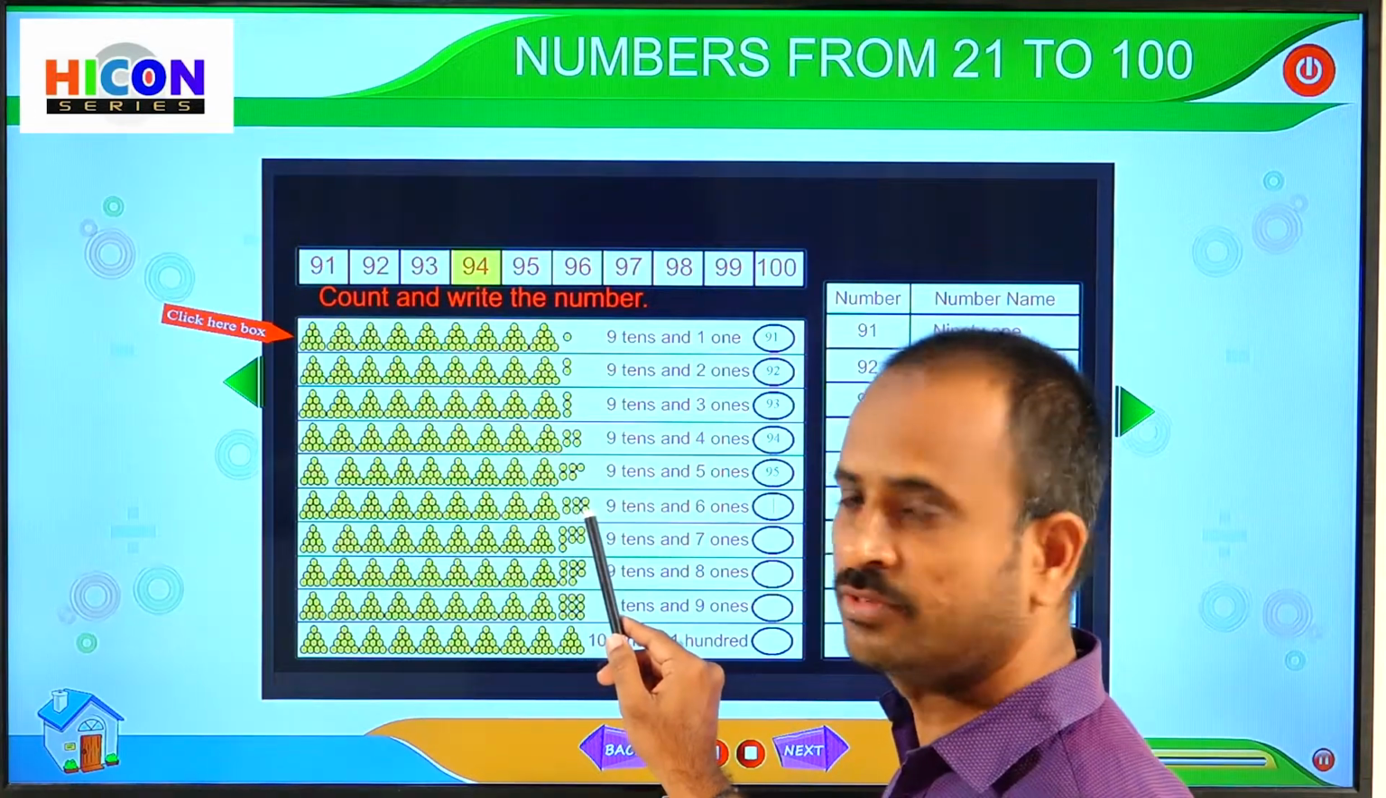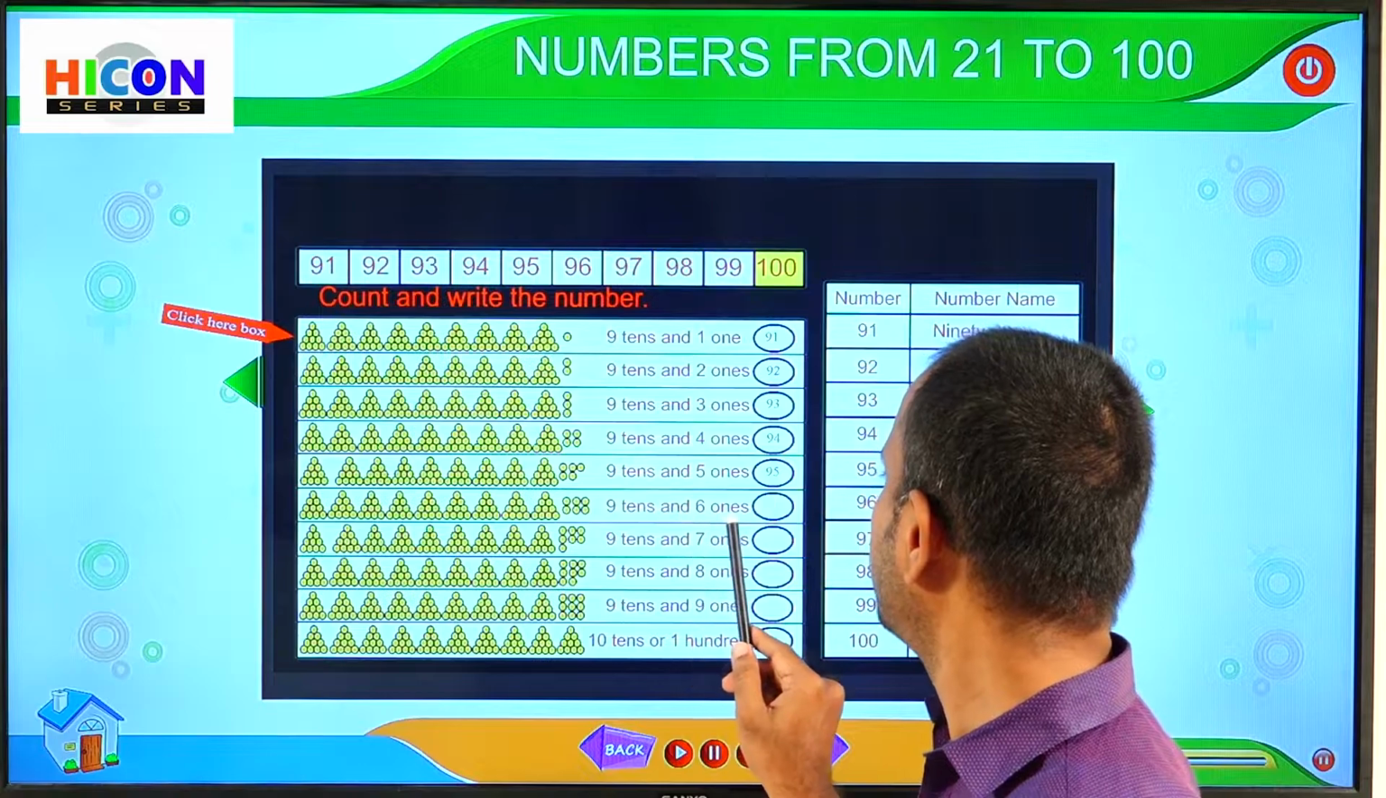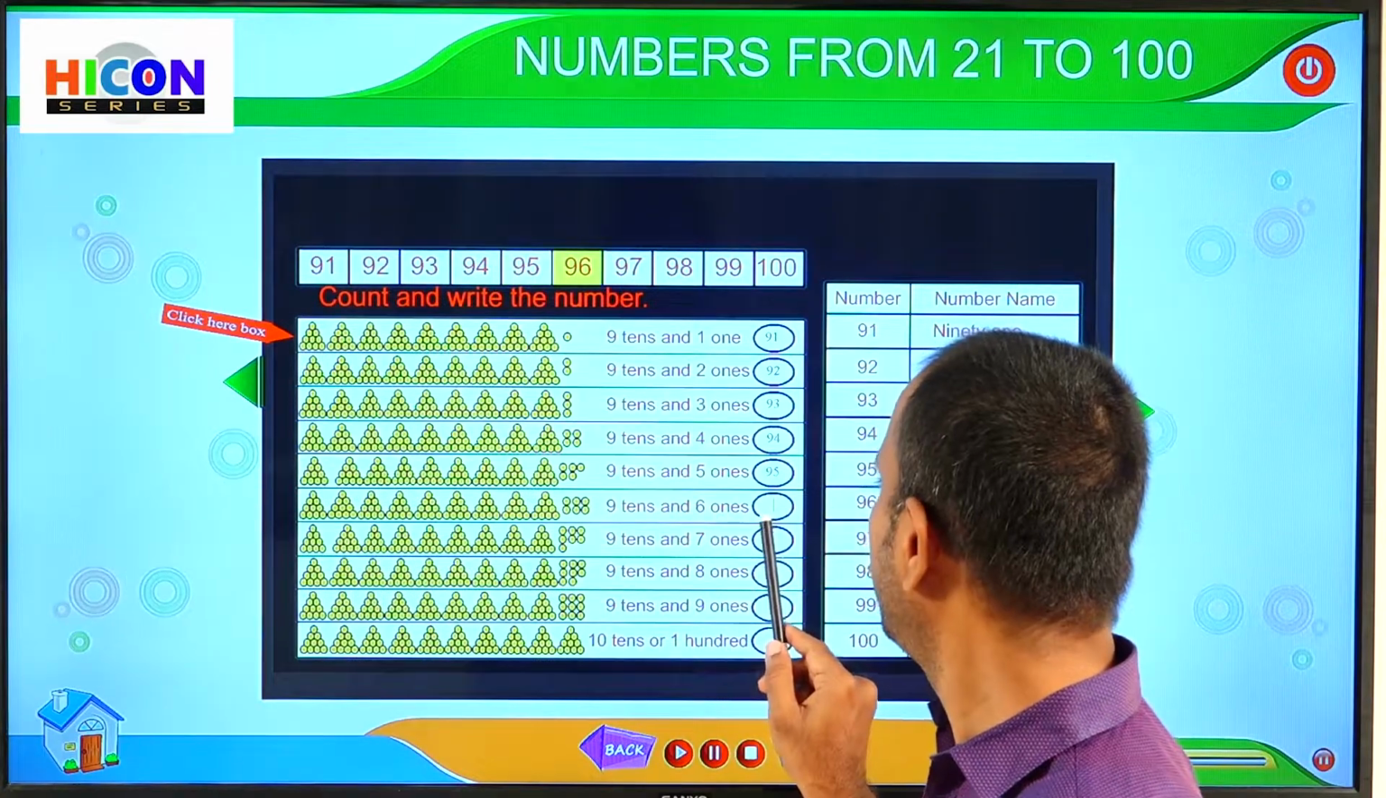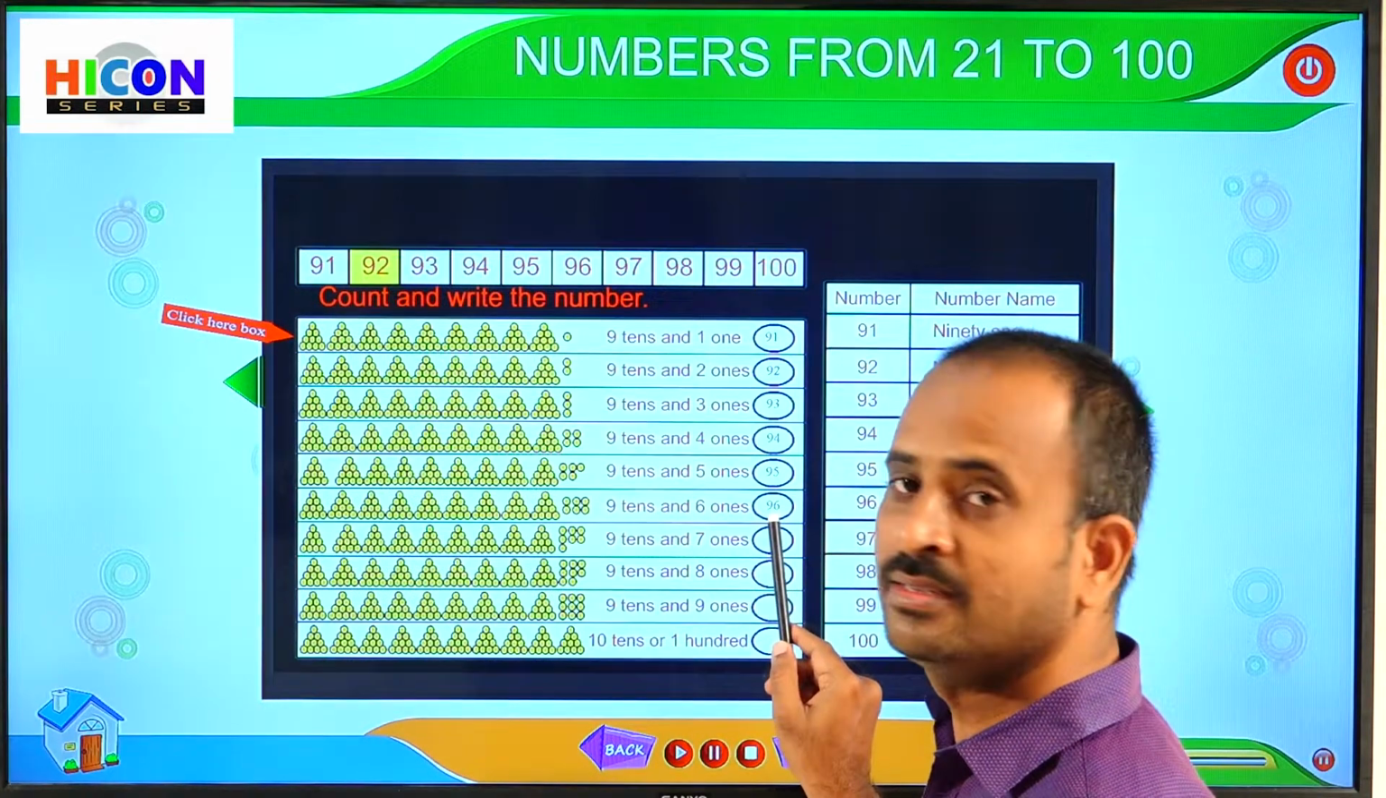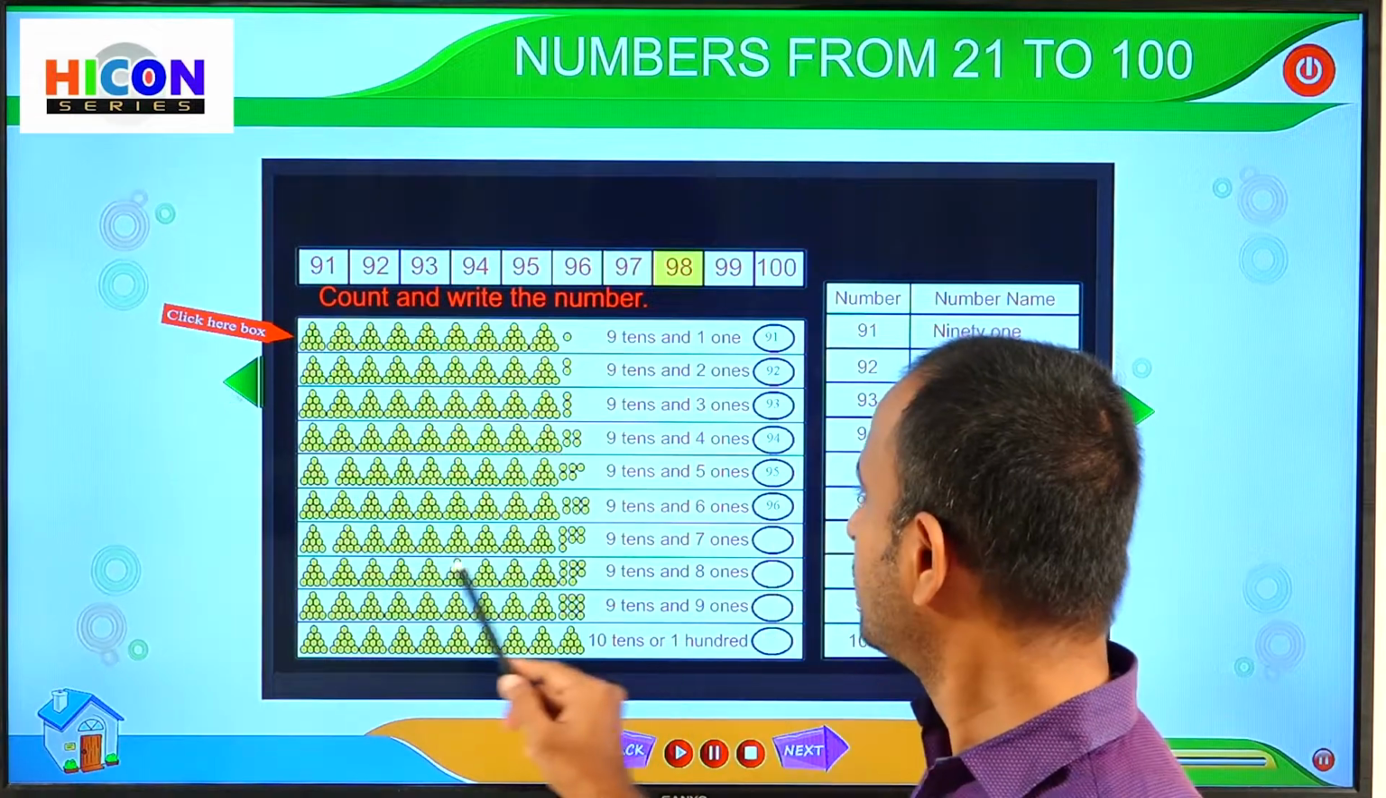There are a total of 6 ones. 9 tens and 6 ones. The number will be 9, 6. That is 96. And see the next one.